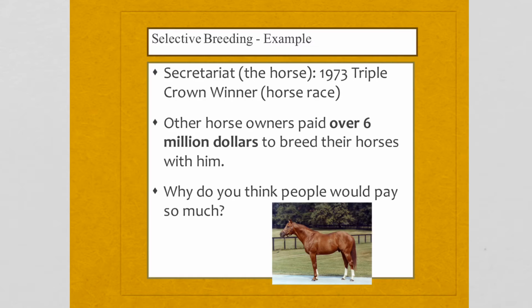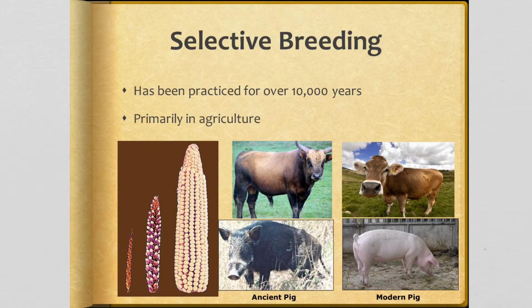And you could ask yourself, well, why would people pay so much? Well, Secretariat won a bunch of horse races that made him a lot of money, so people were breeding their horses with Secretariat in the hopes that their horses would be just as fast as him. So they were trying to make fast horse babies. It just gives you an example of how extreme this can get. But it's all about trying to breed for certain traits.